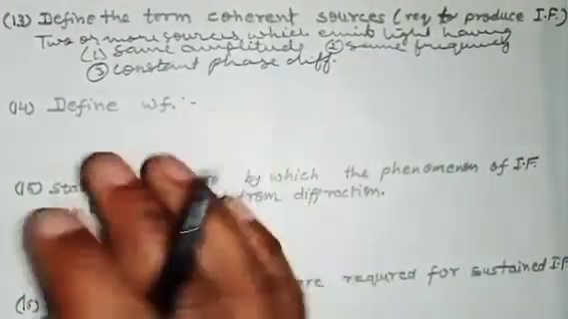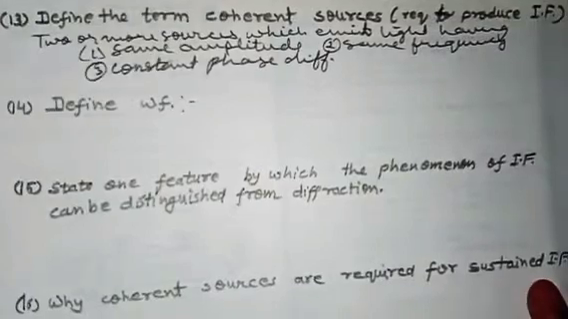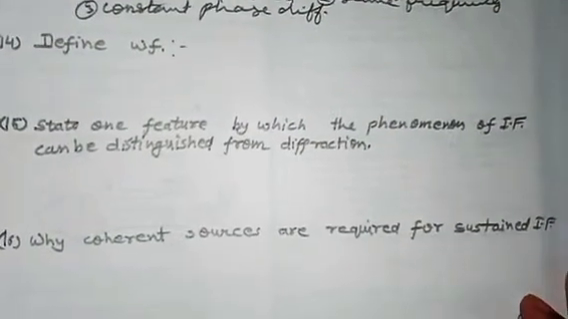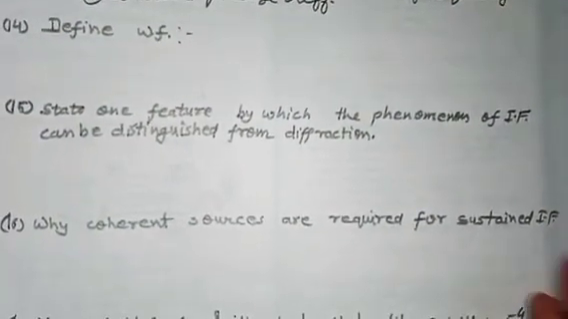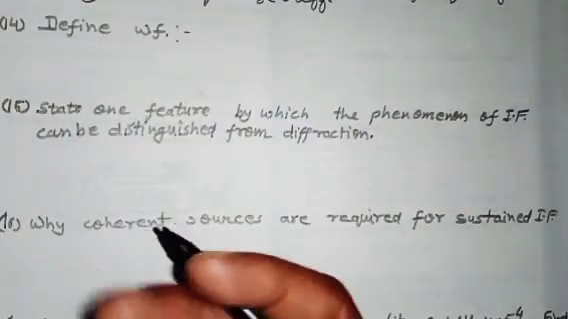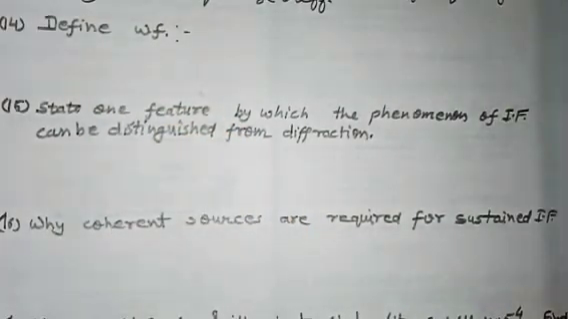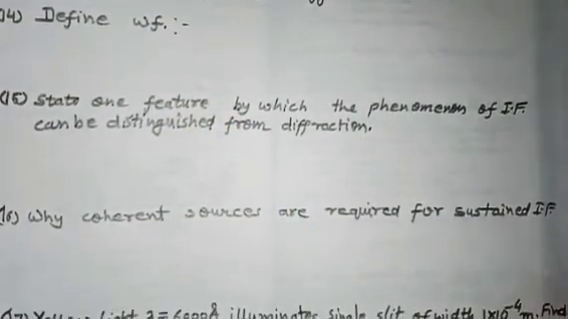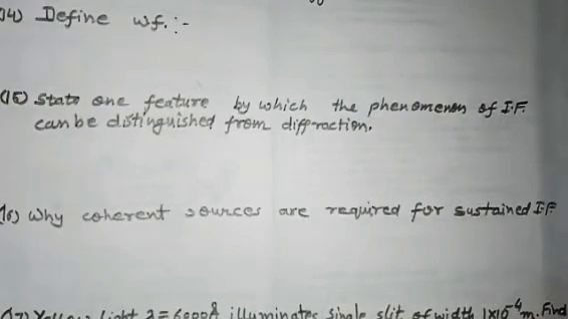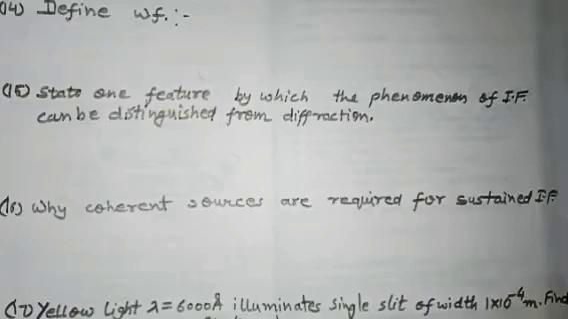Define wavefront. Earlier I have defined it in another question, so I'm not covering it here. But remember, in that question, two definitions you have to write, and marks would be 1 mark only, and this is also a 1 mark question. So this thing happens sometimes. Sometimes you have to write the same amount of answer, and they mark it as 1 mark or half mark. So it is up to the person who set the paper.